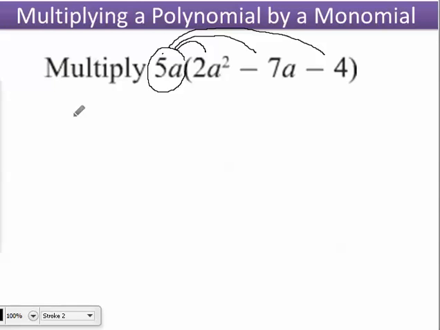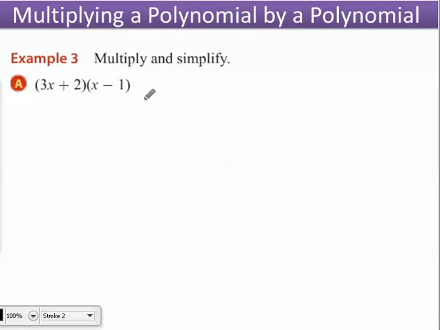So 5 times 2 is 10. a times a squared is a cubed. 5 times negative 7 is minus 35. a times a is a squared. 5 times negative 4 is negative 20a. And I just found the result of multiplying this monomial times this polynomial. Okay? Shouldn't be a problem doing that one either. You can probably catch on to that real quickly.